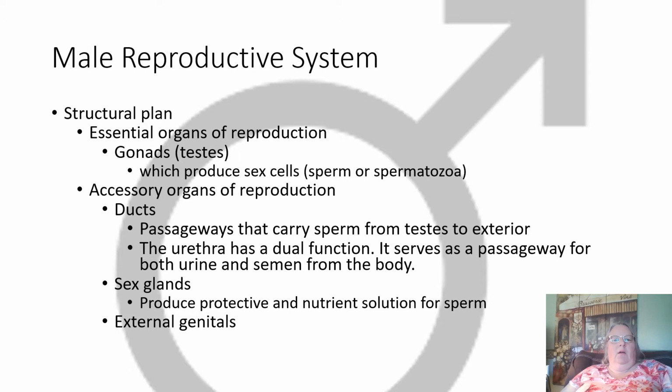The urethra has a dual function. It serves as a passageway for both urine and sperm out of the body. Sexual glands produce protective and nutritional solutions for the sperm. External genitalia is going to be covered as well.